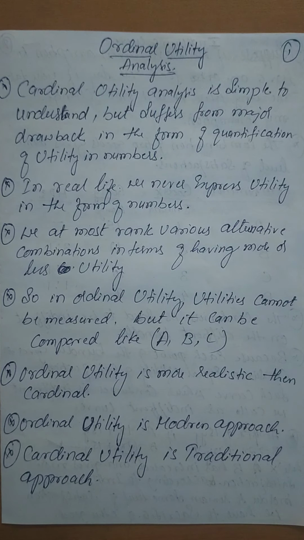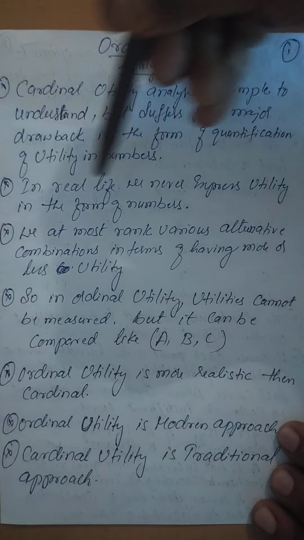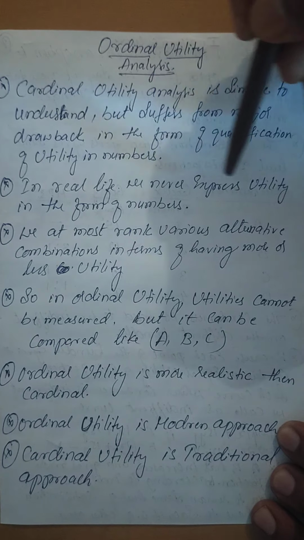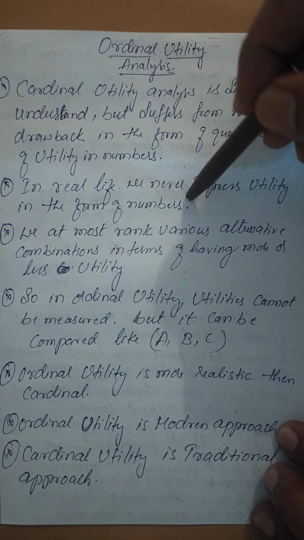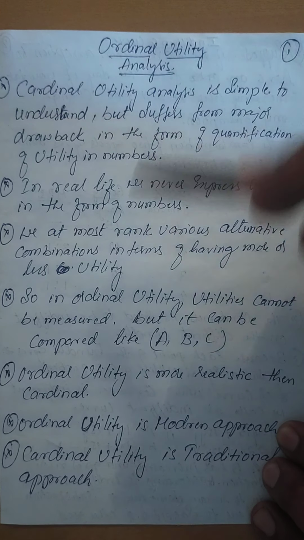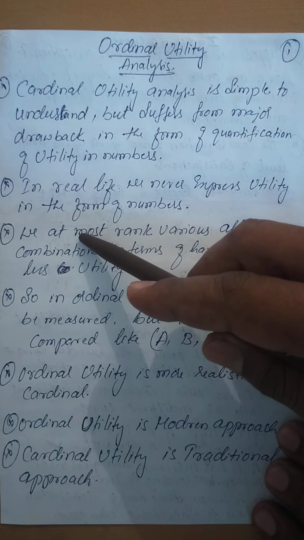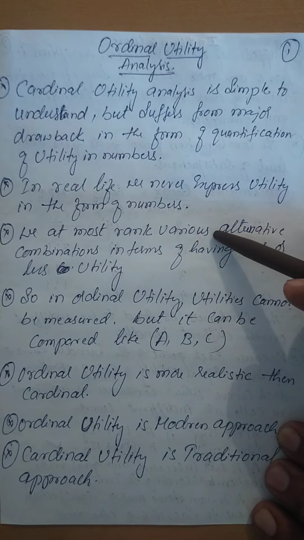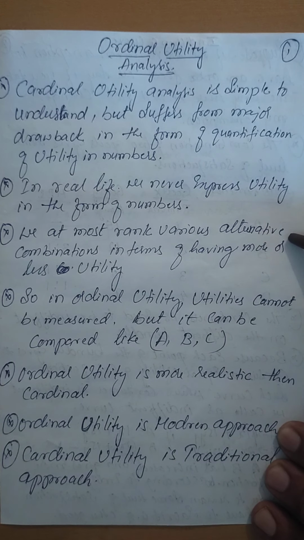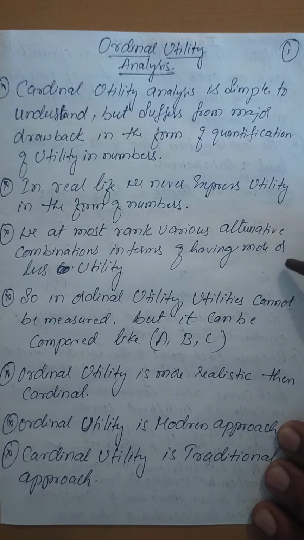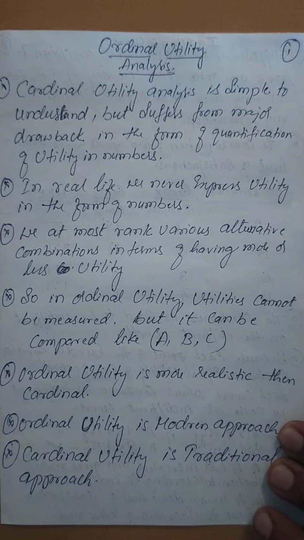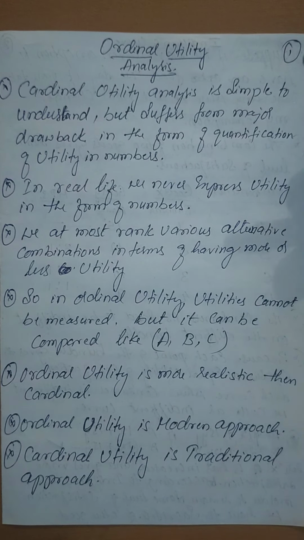Like this we do the comparisons. So in real life, we never express utility in the form of numbers. The third point says that at most we rank these alternatives. As I said, we are going to rank the combinations in terms of having more or less utility. If I consume more, I give the ranking levels.